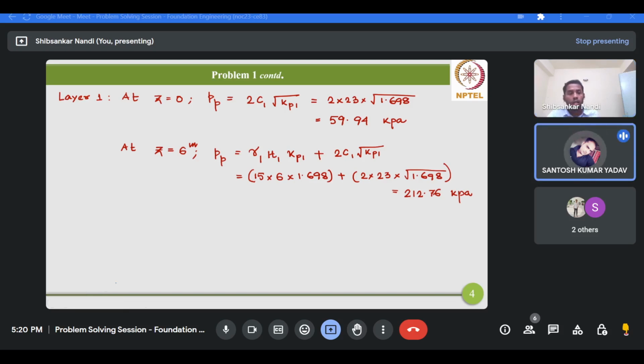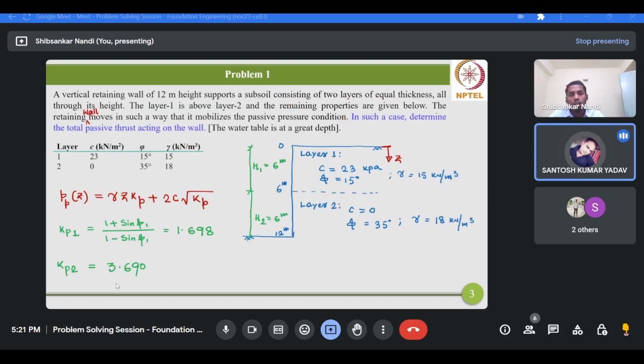Sir, for layers 1 and 2 at z equals 6, if the water table is given above or below 6 meters, say 7 meters, which height H1 will we consider, the water table or the layer? So you are telling me that you have a water level at a depth of 7 meters. Okay, so we are having the water table at a depth of 7 meters.